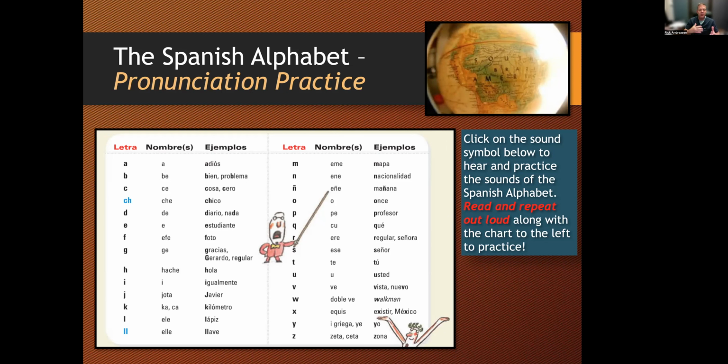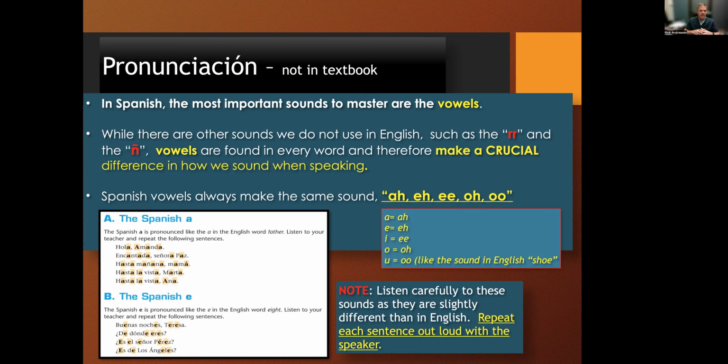Let's look at the E. The Spanish E is pronounced like the English word ate, or bet is a better word for me. So if you think of that soft, short E sound, bet, get, that's the consistent pronunciation of the Spanish E. Buenas noches, Teresa. ¿De dónde eres? ¿Es el señor Pérez? ¿Es de Los Ángeles?